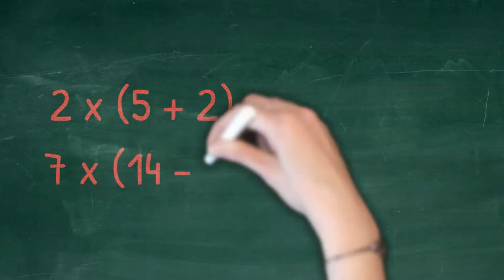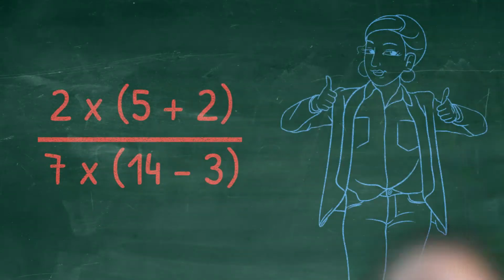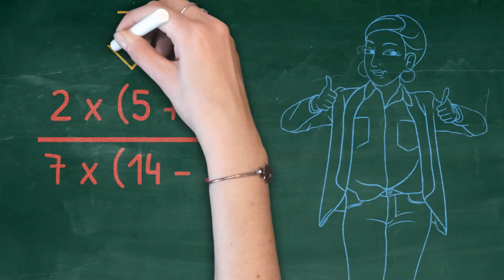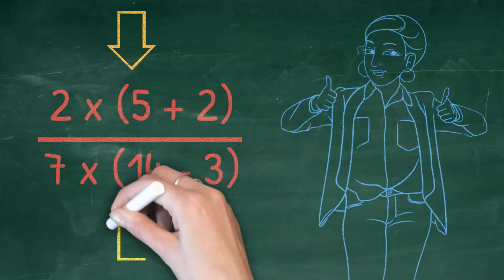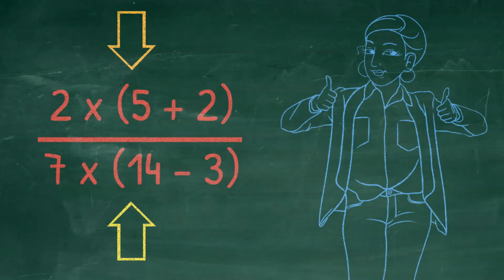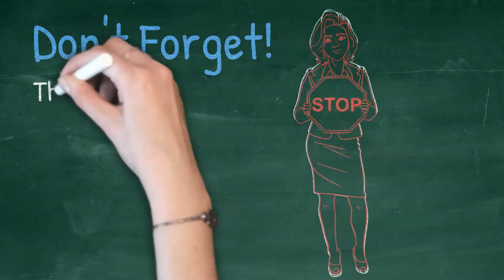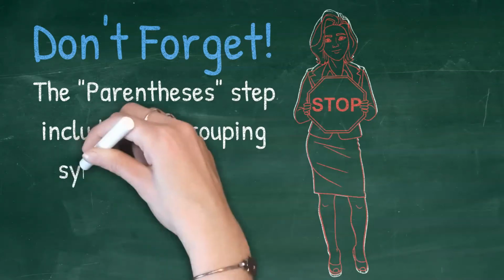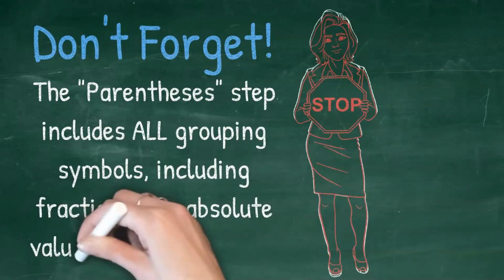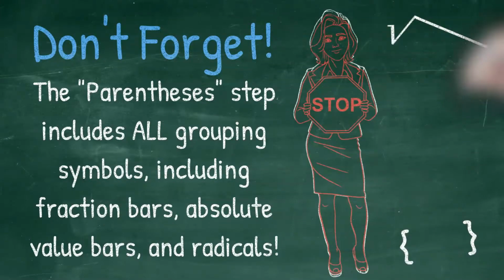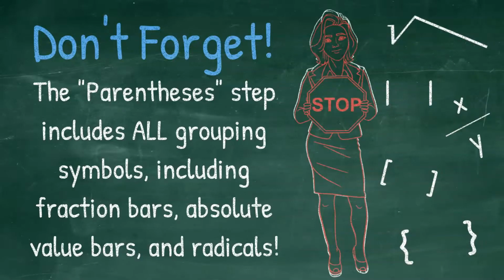The order of operations works for fractions too. Just remember to evaluate the numerator first, then the denominator, top then bottom. Don't forget to simplify the result. Fraction bars are actually considered a grouping symbol that falls under the parentheses category. Absolute value bars are also grouping symbols that would be evaluated in the parentheses step.